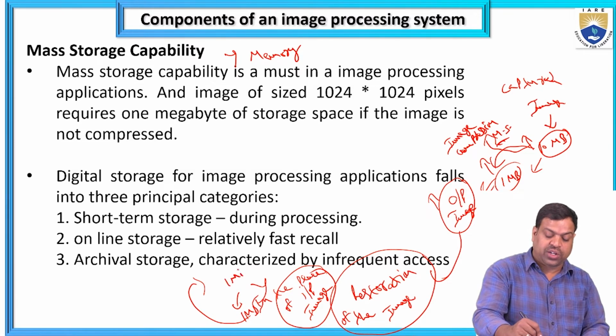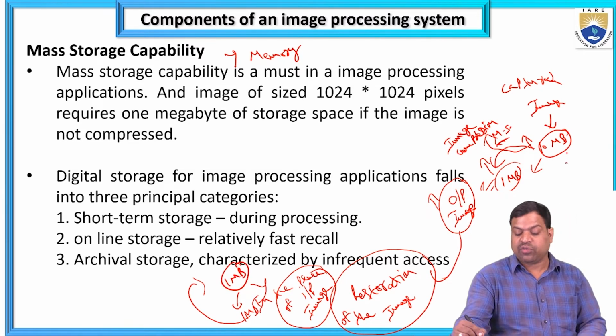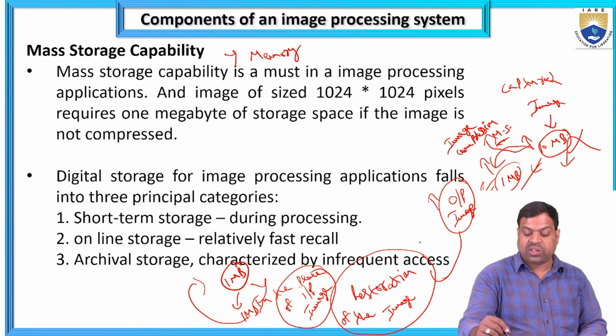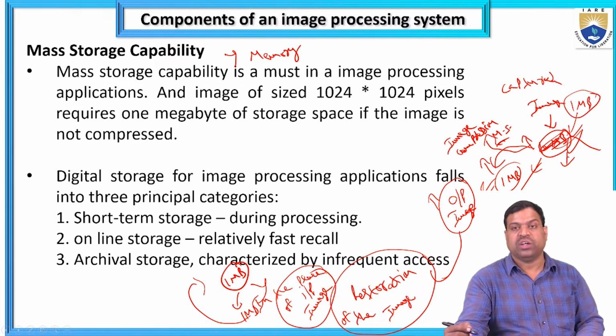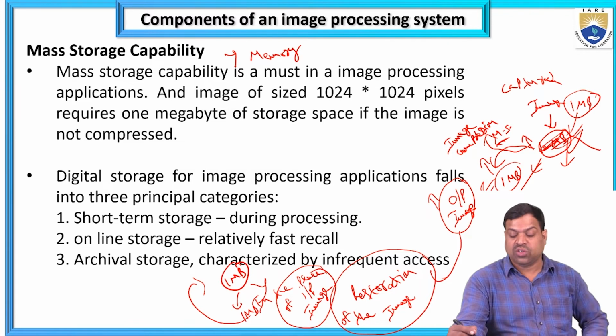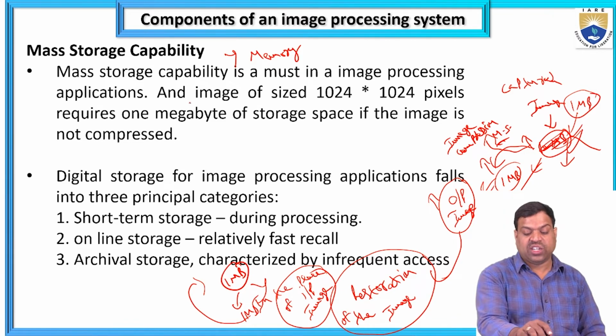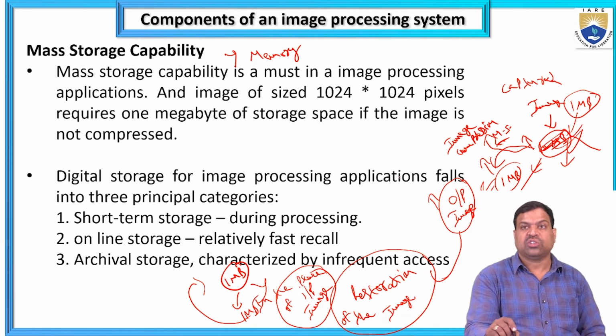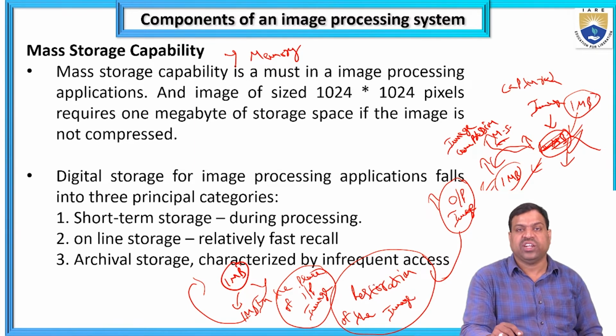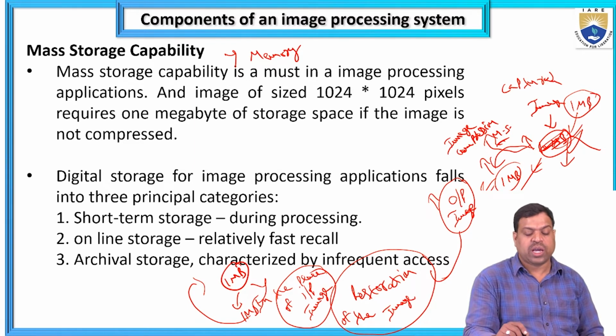I don't need the 10 MB, because I need only 1 MB. So finally I remove that space, and in the place of 10 MB I store 1 MB. That is called image restoration. In the input I need one memory, and in the output I need one memory, so mass storage capability is replaced with that. And what is the size of the image? An image of 1024 by 1024 pixels requires 1 megabyte of storage space for the memory, the mass storage capability.